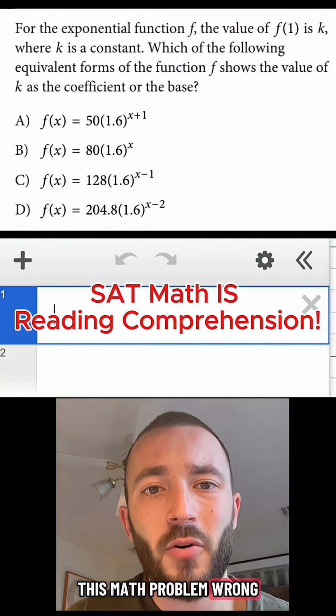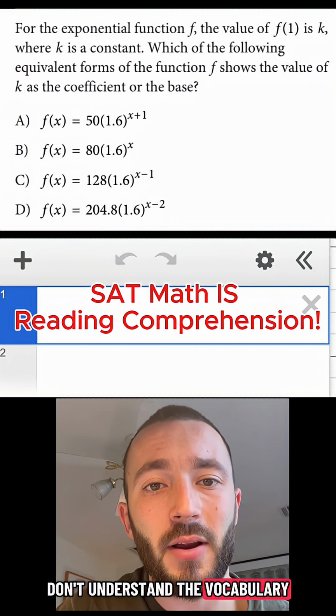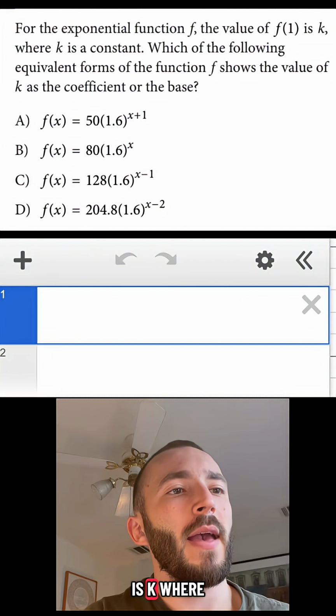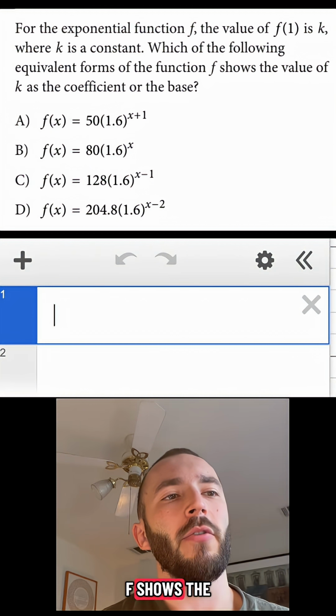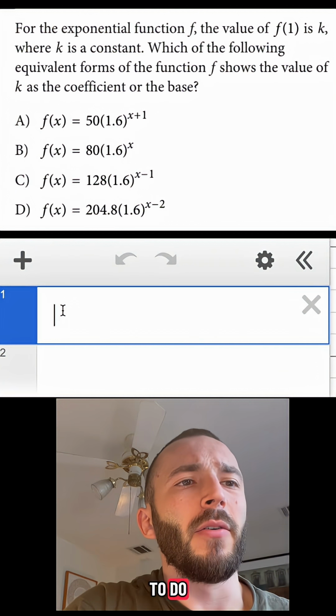If you get this math problem wrong, it's not because you don't understand the math, it's because you don't understand the vocabulary. Let's take a look. For the exponential function f, the value of f of 1 is k, where k is a constant. Which of the following equivalent forms of the function f shows the value of k as the coefficient or the base? So here's what we're going to try to do.